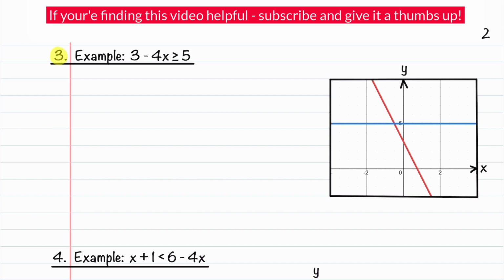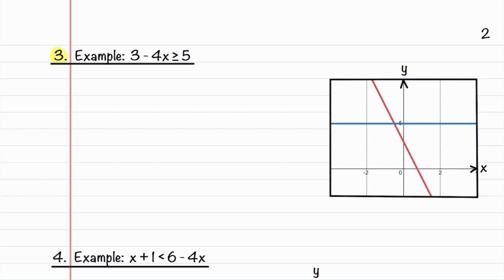Let's now look at our third example. I included this example because it involves dividing by a negative, and you have to be very careful when you divide by a negative when you're working with inequalities. Let's begin by writing down our inequality. We have 3 minus 4x is greater than or equal to 5.